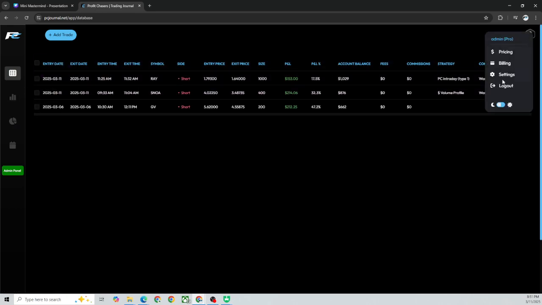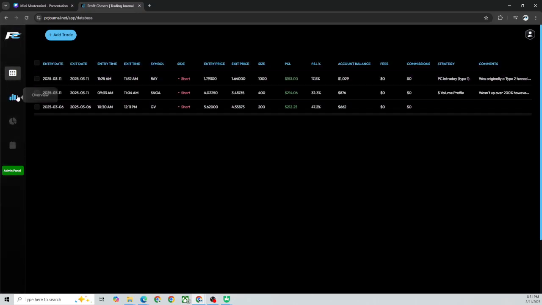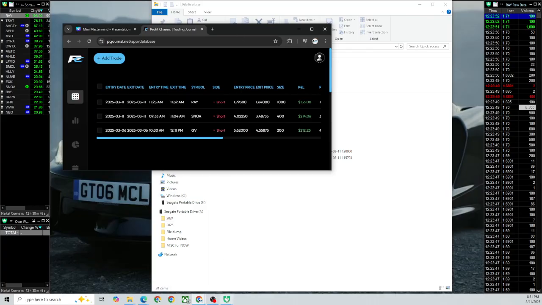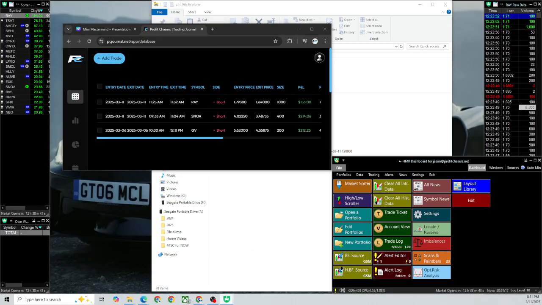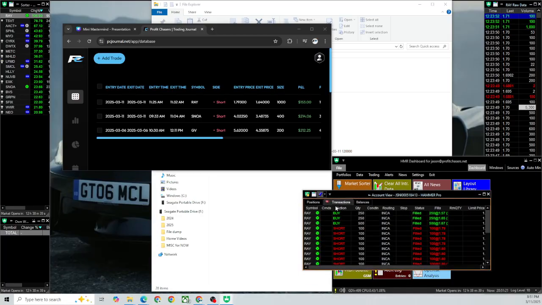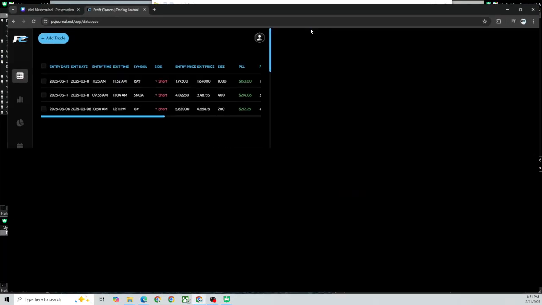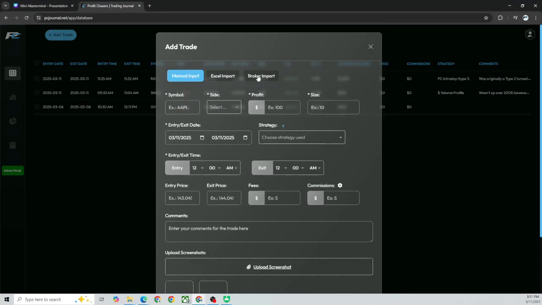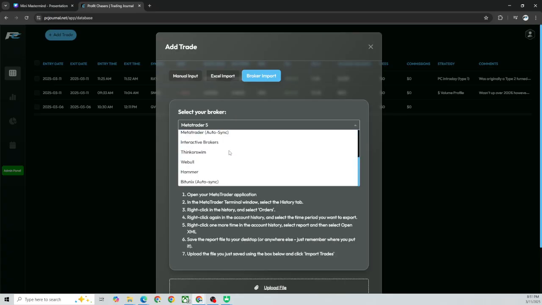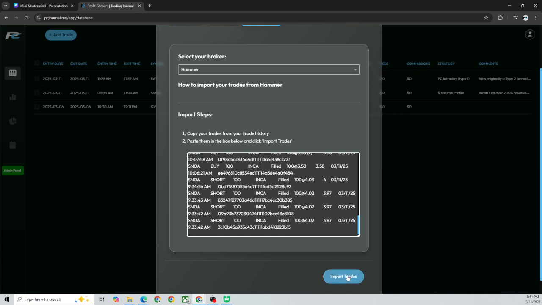So we got a little light and dark mode here. Light kind of hurts the eyes, so I'm going to stay with dark mode. And so first, all you have to do to add your trade is go to Hammer, go to your P&L, go to transactions, copy this, and then go to add trade, broker import, down to Hammer, paste it here, and then import trades.